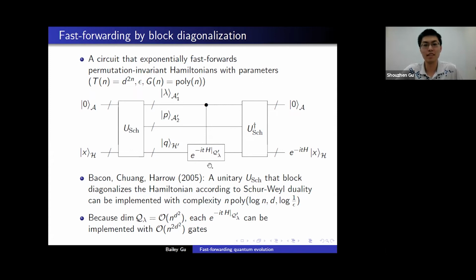Okay, does anyone have questions about permutation-invariant Hamiltonians?